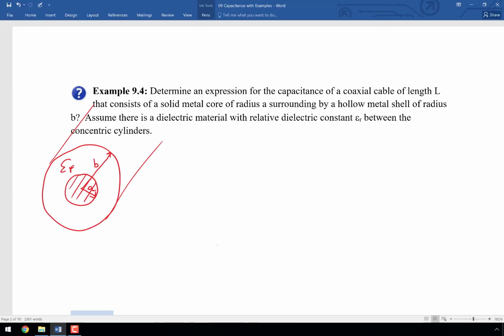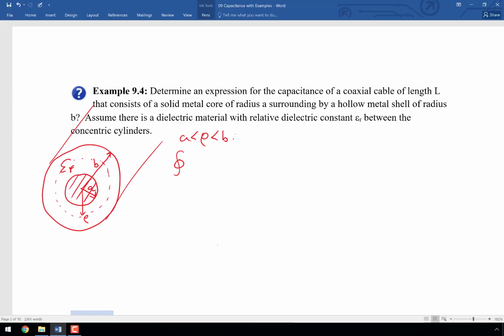We're going to go ahead and draw a Gaussian surface here. This is a result that we have already obtained, but I'm going to do it again, and I will call this rho. So that's the distance rho. And as long as rho is greater than A and less than B, that's going to be the region over which we're going to be doing our integral. So then the question is, what is the electric field? Or more precisely, because we have a dielectric material here, we're going to be using the electric flux density. So that's D.